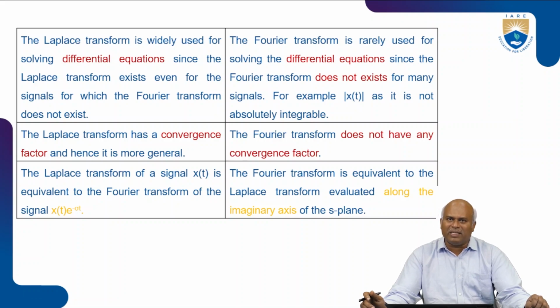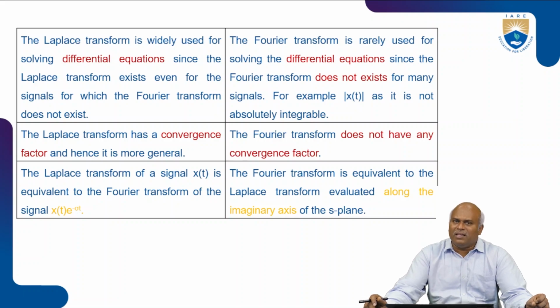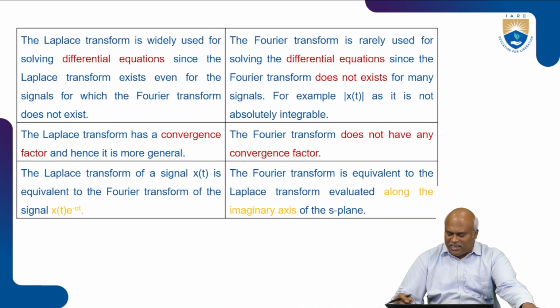The Laplace transform has a convergence factor, and hence it is more general. The Fourier transform does not have any convergence factor. The Laplace transform of the signal x of t is equivalent to the Fourier transform of the signal x of t e power minus sigma t. The Fourier transform is equivalent to the Laplace transform evaluated along the imaginary axis of the S-plane. These are the differences between the Fourier transform and the Laplace transform.